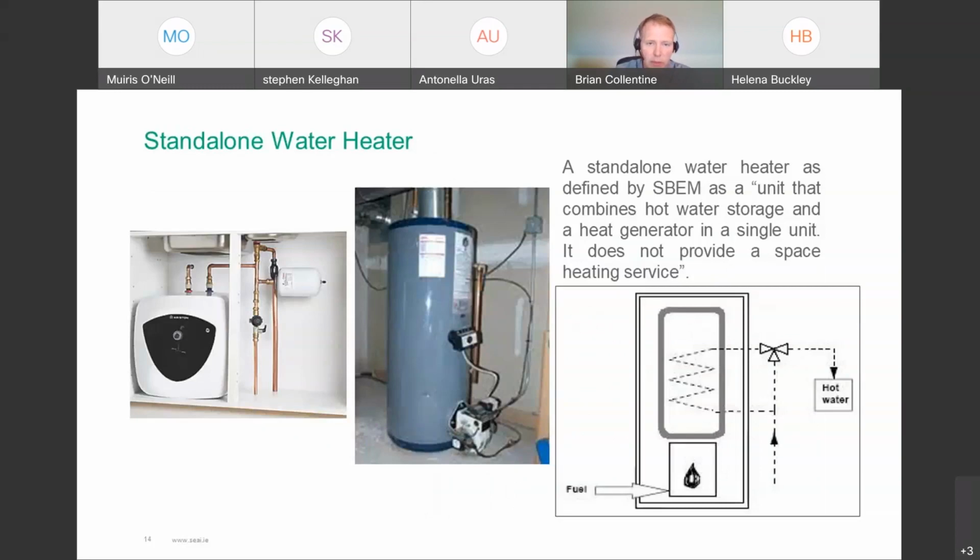Here it's similar to the previous, except it's all within one unit. A standalone water heater, as defined by SBEM, is a unit that combines hot water storage and heat generator in one single unit. So everything's done in one single unit and your hot water is tapped off that. On the left-hand side, you can see examples of that that are quite common. Your under sink heater, we'll discuss that later on, should be entered as a standalone water heater, as it has a storage capacity within it, and certainly the one in the middle has a storage capacity within it. So that's how that's entered.